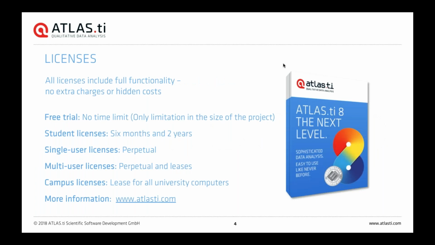But if you want to have the full software of ATLASti on your computer with all of the tools and capabilities, then you can go ahead and purchase a license of ATLASti for Mac. All of our licenses always include full functionality. That means it's a one-time purchase and you get the whole software. There are no extra charges or hidden costs that come on later down the road. In addition to this, any updates that we release to ATLASti 8 are also included for free. For all you students out there, you can get ATLASti at a significantly reduced cost, for a period of 6 months or 2 years.